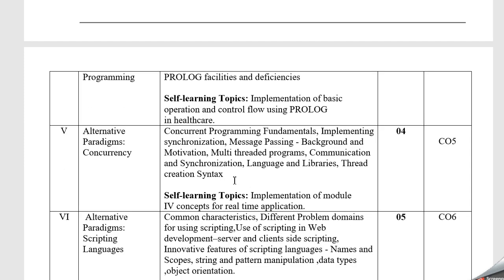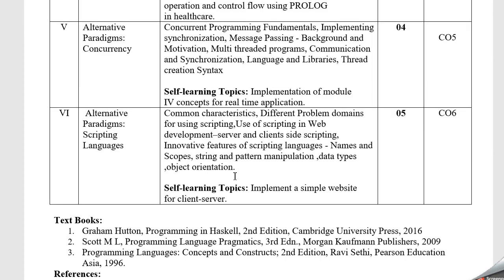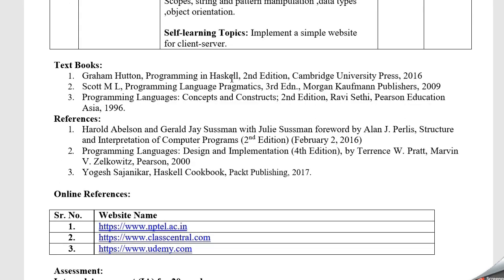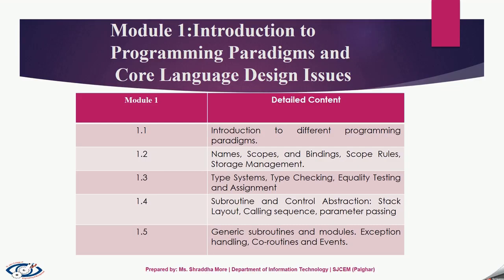Next, module 5 will include an alternative programming paradigm, that is the concurrency programming paradigm, where we will learn basic fundamentals of concurrent programming. The sixth module, which will be the last module of your syllabus, mainly focuses on scripting languages. Here we will see how to use scripting languages in web development. Some textbooks, reference books and web links are provided here to study this syllabus.